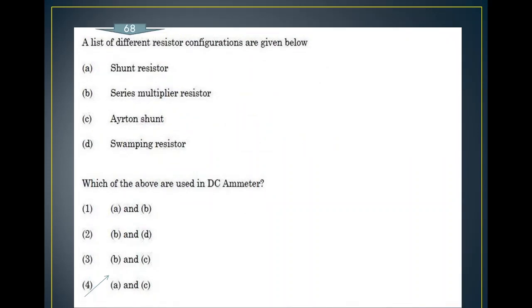Next question. A list of different resistor configurations is given below. First, A. Shunt resistor. B. Series multiplier resistor. C. Ayrton shunt, and D. Swamping resistor. Which of the above are used in DC ammeter? Option first A and B, option second B and D, option third B and C, and option fourth A and C. And your correct answer is option fourth, A and C.